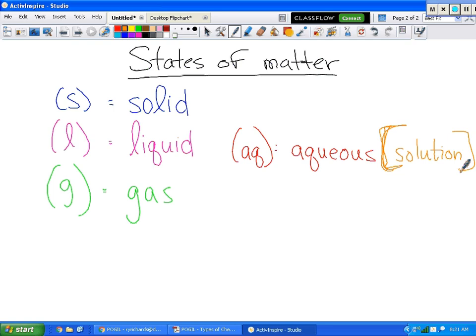So if I said, get me an aqueous solution, what would it look like physically? Don't say water. It would look like a liquid. Okay, water is not the answer to every question in chemistry. It would look like a liquid.